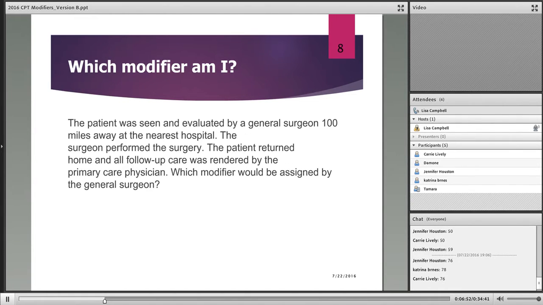Next up, the patient was seen and evaluated by the general surgeon, who was 100 miles away from the nearest hospital. The surgeon performed the surgery. The patient returned home and follow-up care was rendered by the primary care physician. But the question is, which modifier would be assigned by the general surgeon?